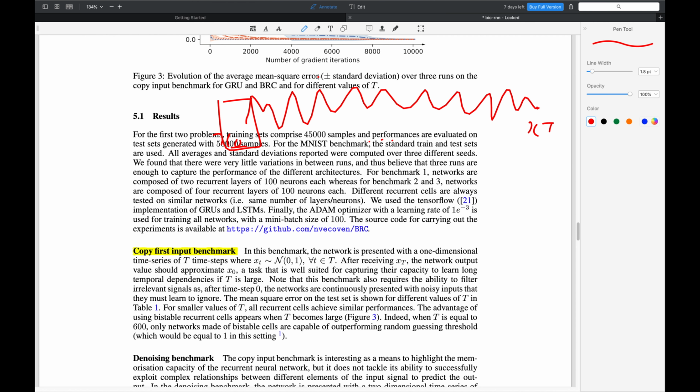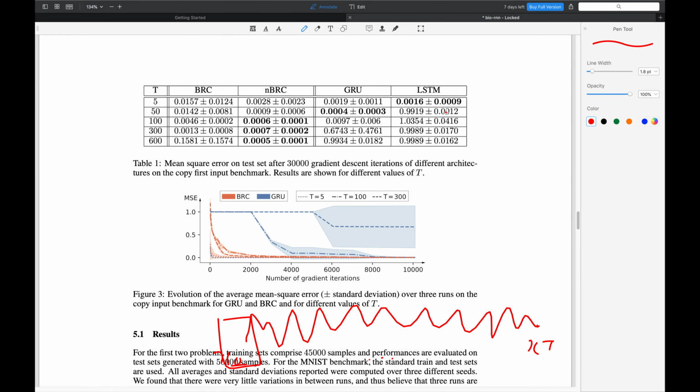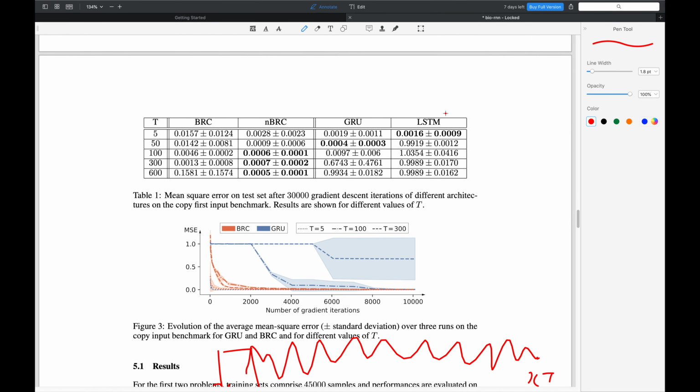This should be hard for LSTMs and GRUs, because since they don't really have that good of a memory, they are highly influenced by the ones at the latter portion of the sequence. So let's see the result. When t, or the length of the sequence, is small, like 5 or 50, GRUs and LSTMs slightly outperform BRC or NBRC, but BRC, NBRC, GRU and LSTM all perform pretty well on small time steps. But when the time step increases, GRUs and LSTMs start to fail, and when the time step is like 600, they totally fail.